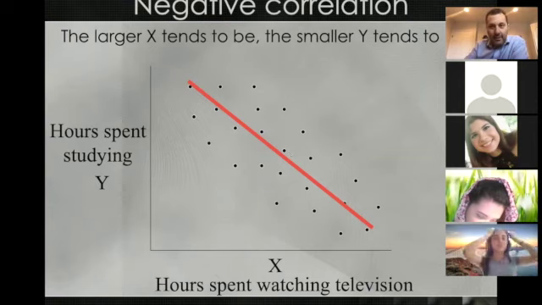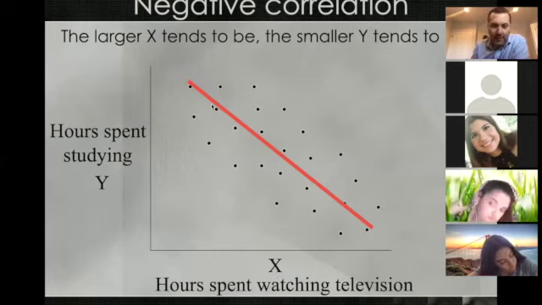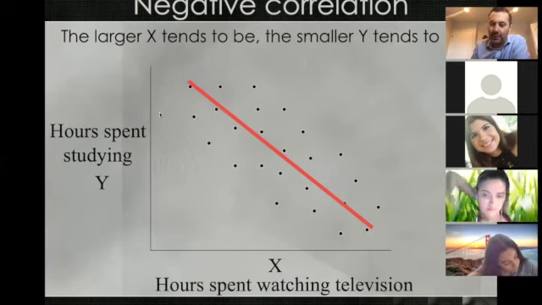And again, if all we know is this correlation, we can use this to predict how many hours someone spends studying based on how many hours they spend watching TV. If someone spends only an hour watching TV, let's say they're somewhere around here, I go up to the best fitting line, go over to the y-axis. That's my best guess for how many hours they spend studying.